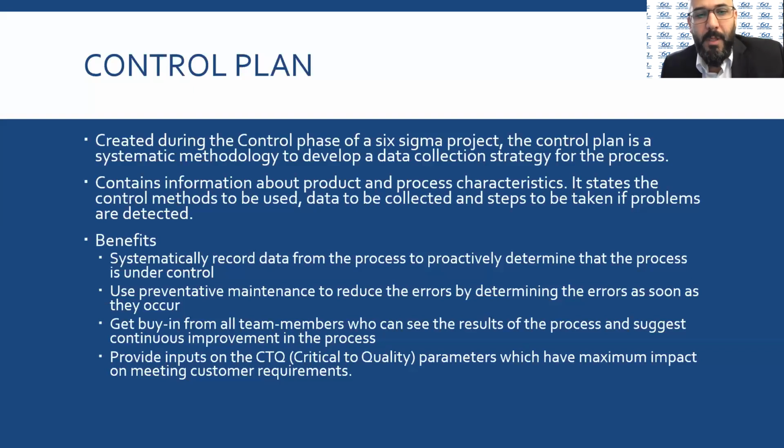That you need to implement it. Number four, provide input on the critical to quality parameters which have maximum impact on meeting customer requirements. So the control plan, as I mentioned, is a way to control and maintain the benefit that you gain from the Six Sigma project. And once you focus on the critical to quality, these are the characteristics that would impact the quality of service or quality of products, and also these will impact the satisfaction of a customer. So these are really important. You will get closer to these inputs, to these parameters, and you will be able to control them.